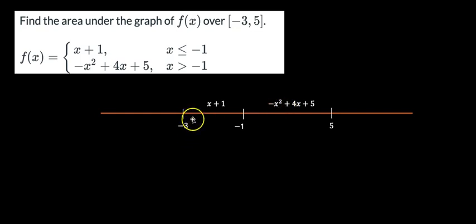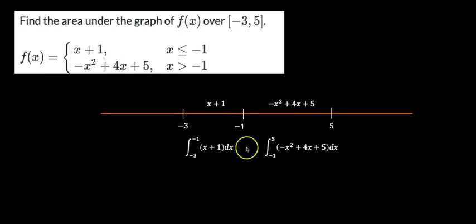So we have to break up the integral into the definite integral from -3 to -1, and then add that to the definite integral from -1 to 5. This uses the additive property. This integral will give us the area underneath the curve in this interval, and this definite integral will give us the area underneath the curve in the second interval from -1 to 5. Now we just add these two definite integrals together, and that gives us the total area we're looking for.